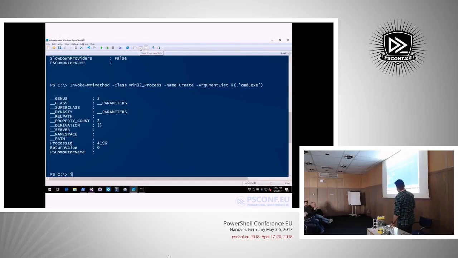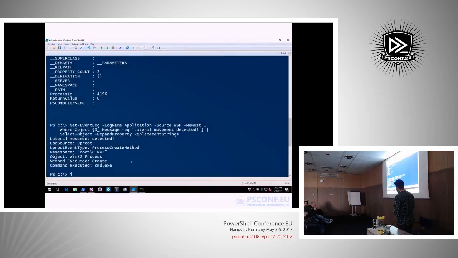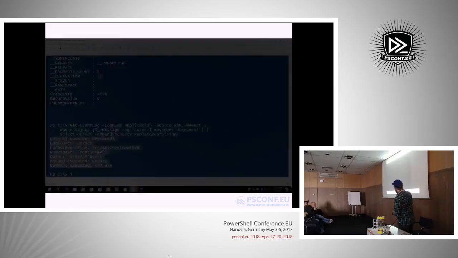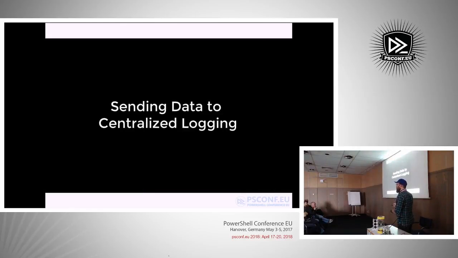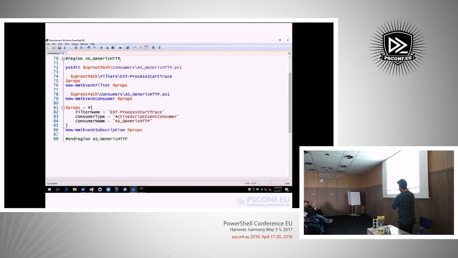We go back and then check the event log here to see if it did in fact get caught and written to the event log. And here we go. We see that the Win32 process class's create method was called, and we have cmd.exe was the command executed. So imagine that being powershell.exe -EncodedCommand, like blah, you know, that would probably get you pretty excited.